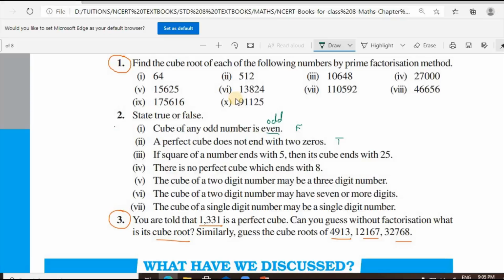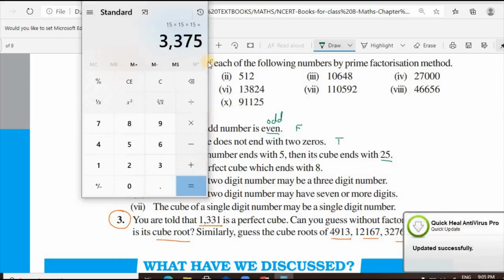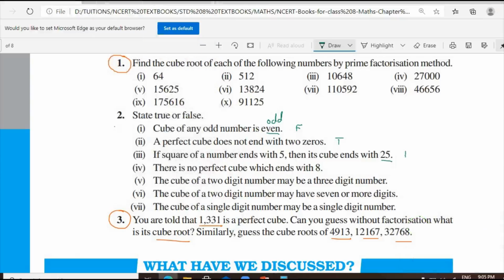Yes, always. Let's say 5 square is 25. It ends with 5, but the cube will end with 25. Let's check. 5 cube is 125. Okay, it ends with 25. Now 15 cube. What is 15 cube? 15 into 15 into 15 is 3375. So our answer does not hold up here, right? So the answer is false. Then there is no perfect cube which ends with 8.